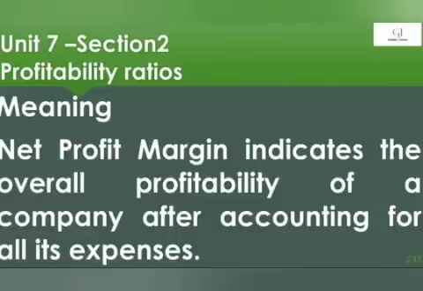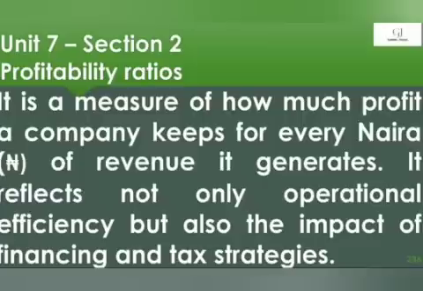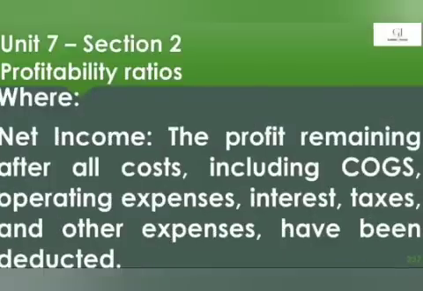The net profit margin indicates the overall profitability of the company after accounting for all its expenses, whatever the nature of its expenses. It is a measure of how much the company keeps for every naira of revenue it generates. So from the first naira down to the last expense, tax, it reflects not only operational efficiency, but the impact of financing and tax strategy. So the net income is the profit remaining after all costs, including cost of goods sold, operating expenses, interest, taxes, and other expenses have been deducted.